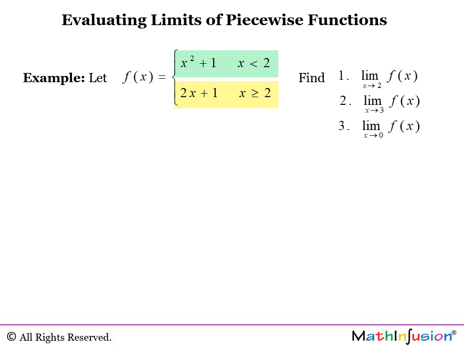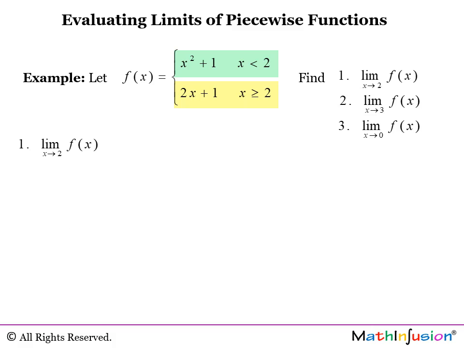We are going to use the previous theorem now to evaluate limits of piecewise functions. Here is the first example. f(x) is x to the power of 2 plus 1 when x is less than 2, and it is 2x plus 1 when x is greater than or equal to 2. And we need to find the limit of the function when x approaches 2, when x approaches 3, and when x approaches 0. Let's start with the first one.